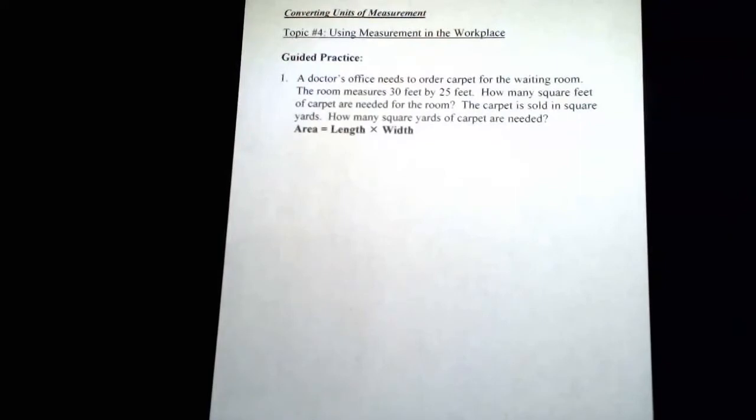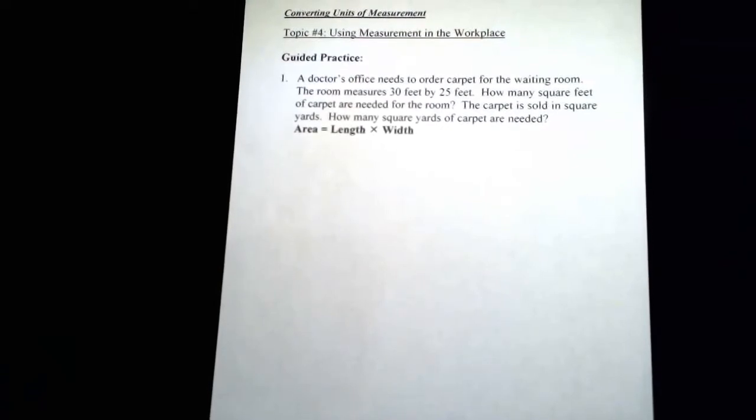So let's get started. For number 1 in this section, it says, a doctor's office needs to order carpet for the waiting room. The room measures 30 feet by 25 feet. How many square feet of carpet are needed for the room? And for the second question, the carpet is sold in square yards, so how many square yards are needed? They also tell you that area equals length times width.